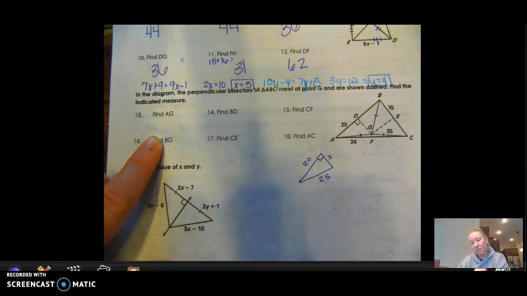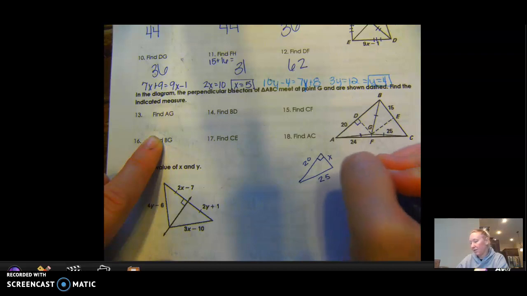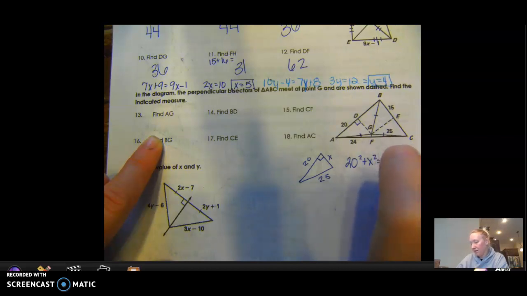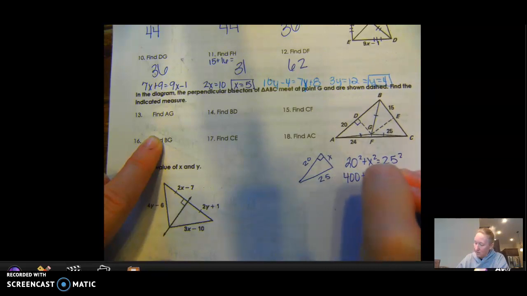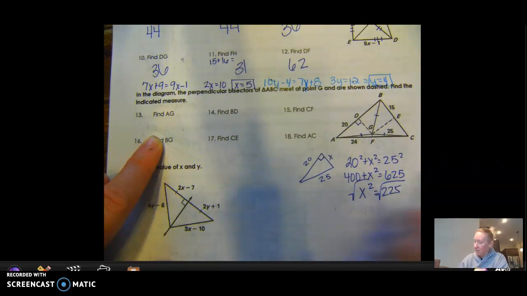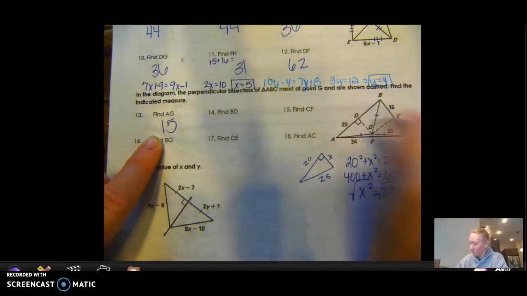It's a right triangle. We're finding a missing side on a right triangle. To find a missing side on a right triangle, we can do the Pythagorean theorem. So 20 squared plus x squared equals 25 squared. So that's 400 plus x squared equals 625. Subtract 400, so I get x squared equals 225, and I square root it, so AG would be 15.